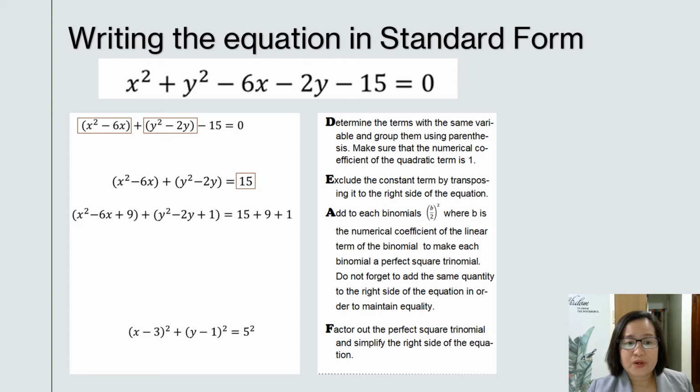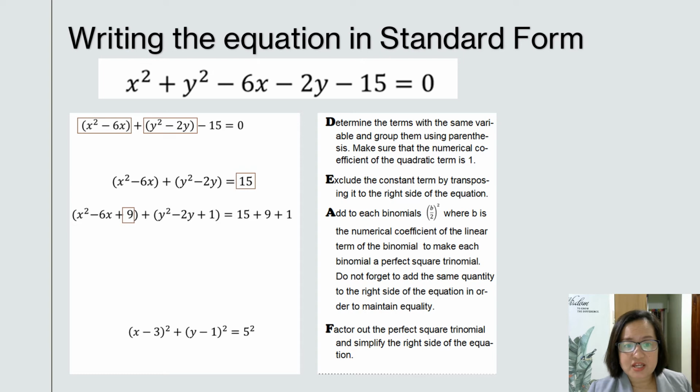In x squared minus 6x, the coefficient of the linear term is negative 6. Dividing it by 2, we will have negative 3. Squaring negative 3, the term to be added is 9 in order to make the polynomial a perfect square trinomial.